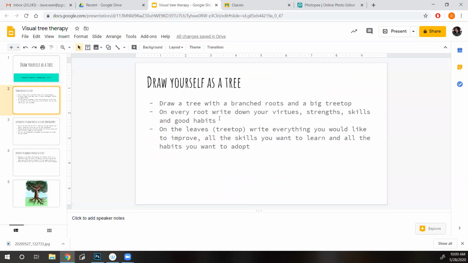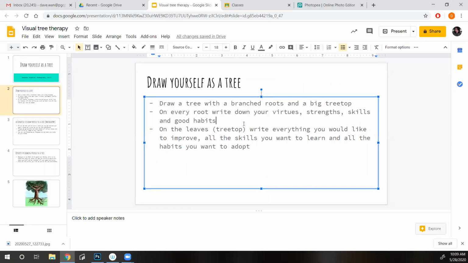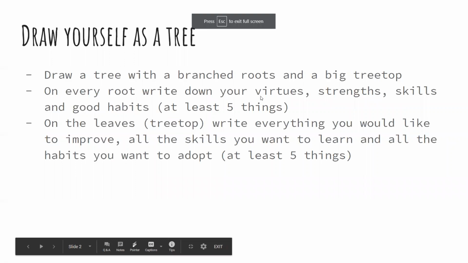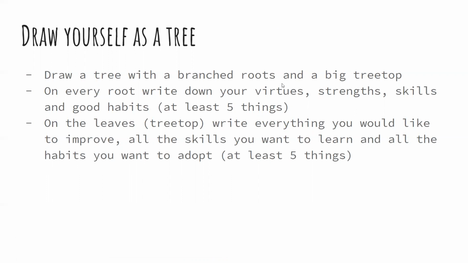I didn't write this down here, so I'm going to type it on the actual page. I do want you to write down at least 5 things for this part and at least 5 for this part, so in total at least 10 things with the drawing. You have to do a drawing of a tree and also a little bit of writing with it. So at least 5 things that you're happy with, positive things about yourselves: virtues, strengths, skills, good habits. And then 5 things you want to improve on or habits you want to adapt.